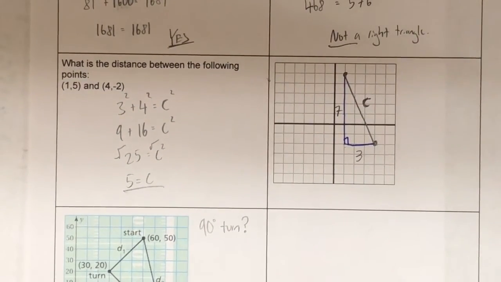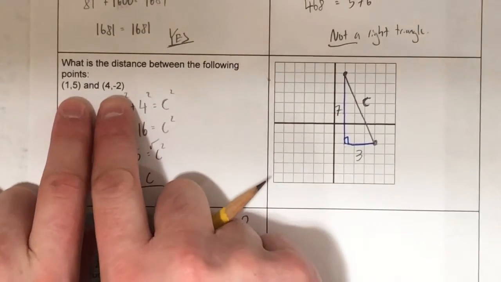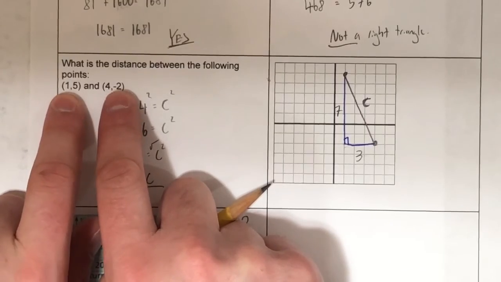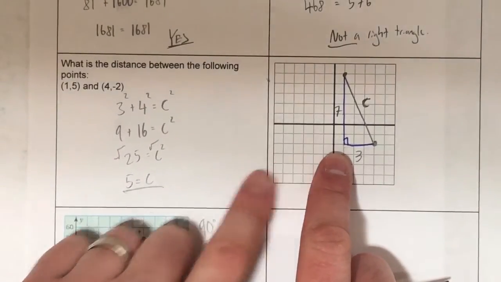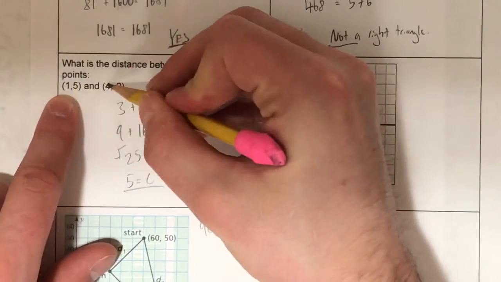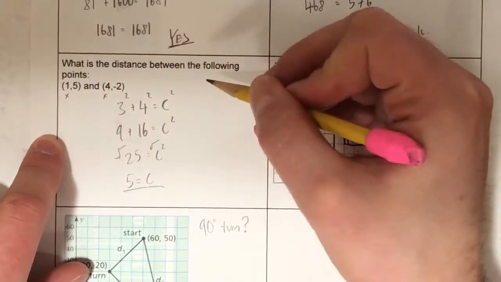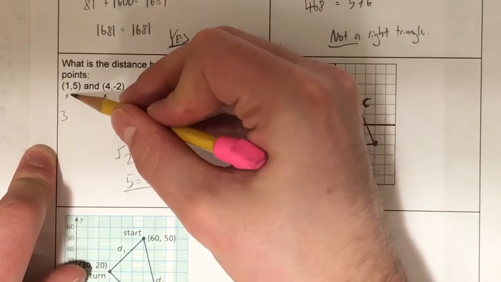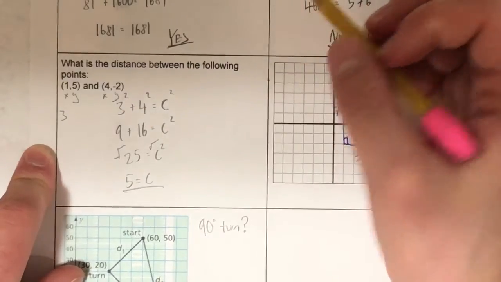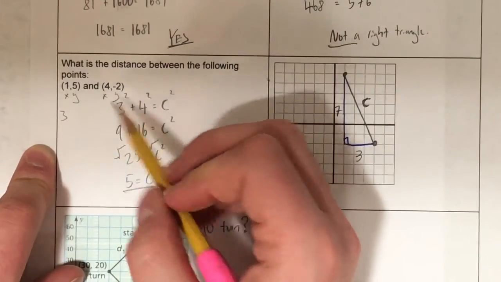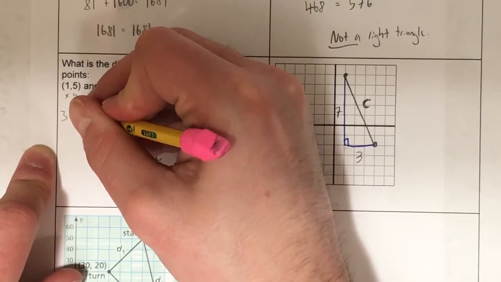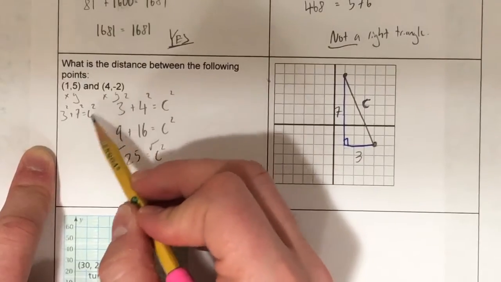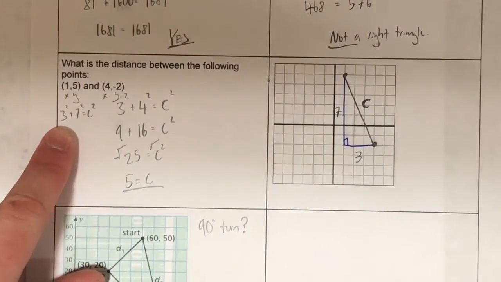And just something for you to ponder, you can also find the legs a and b just by looking at these coordinates. You don't actually have to sketch this picture every time. For example, 1 to 4, so x to x, is a distance of 3 units. And 5 to -2, so y to y, is a distance or difference of 7 units. So 3 squared plus 7 squared equals c squared. So you could have jumped straight to this sneaky little trick for you, okay?